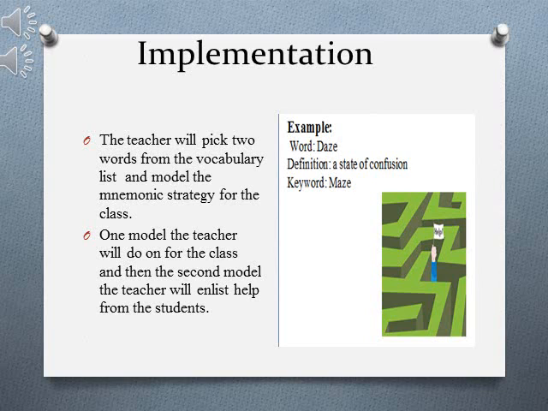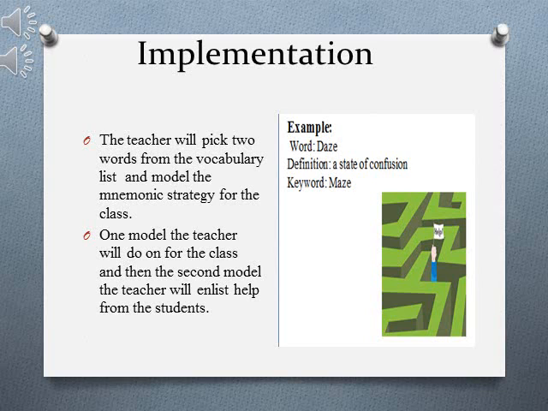They will find the definition using the dictionary. After that, a picture of a maze and a person being confused will be connected for the word daze. So looking at the example on the right, we have the word daze, the definition, a state of confusion, and the key word maze. And just below, we have a picture of a maze with a person's arm sticking out and a little flag that says help.